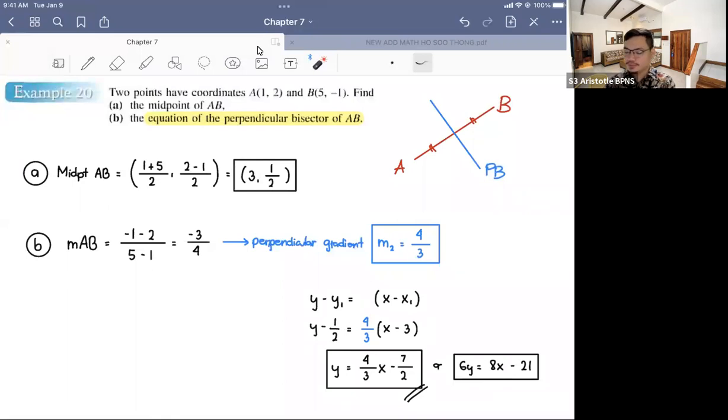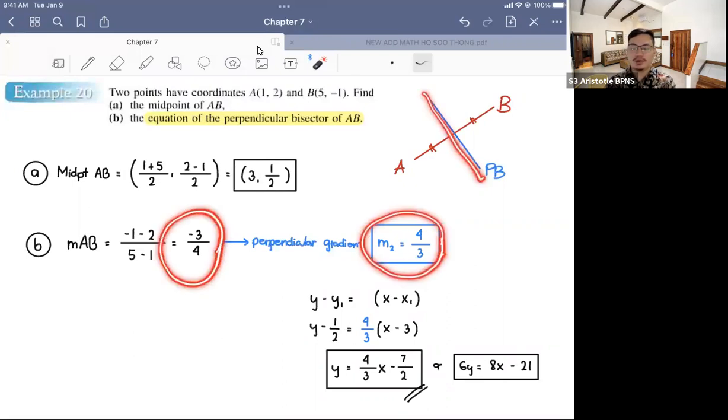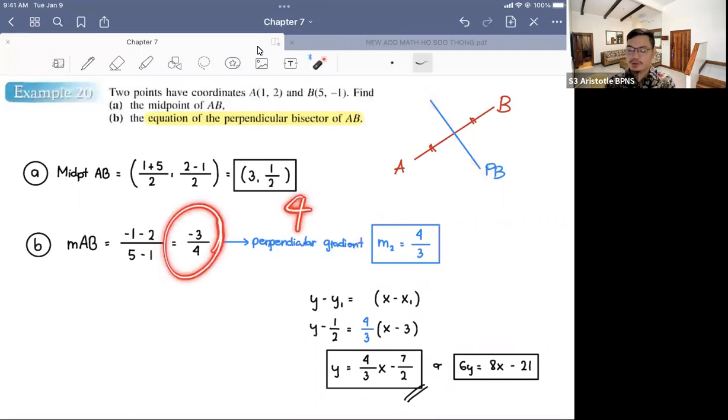That means that the gradient of the perpendicular bisector is the negative reciprocal of the gradient of AB. So if this is -3/4, you flip this, it becomes 4/3, right? And then if you multiply this by -1, it will become positive 4/3. So that's how I get 4/3. So that is the gradient of the perpendicular bisector.